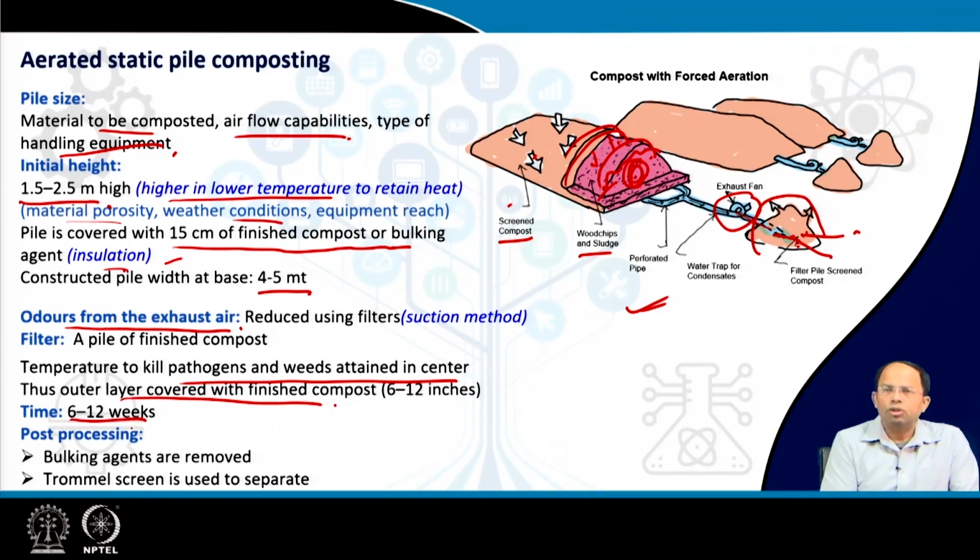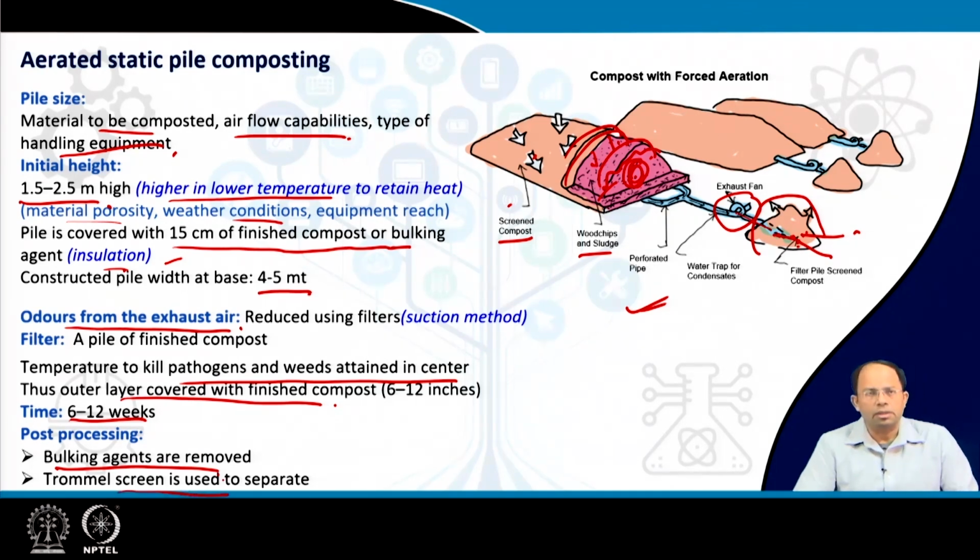So time taken is 6 to 12 weeks. And post processing, once this is done, we have to remove the bulking agents, because we are mixing a lot of bulking agents since it's a static process, but the compost cannot go with these bulking agents, so we have to remove them from the final compost. And trommel screens can be used to do this kind of separation.